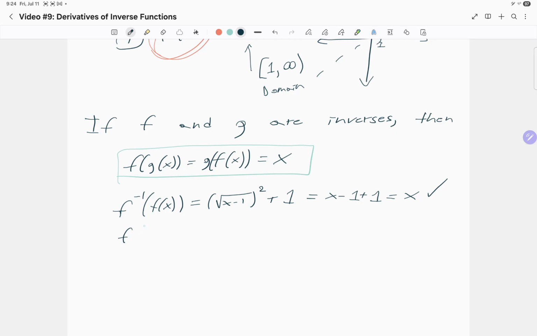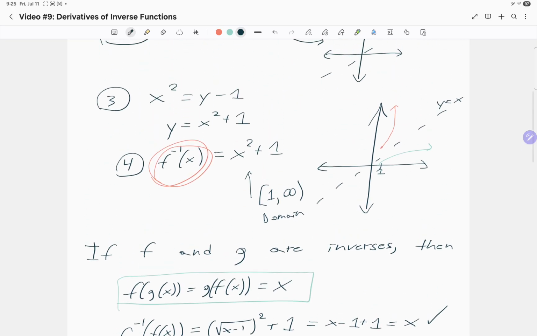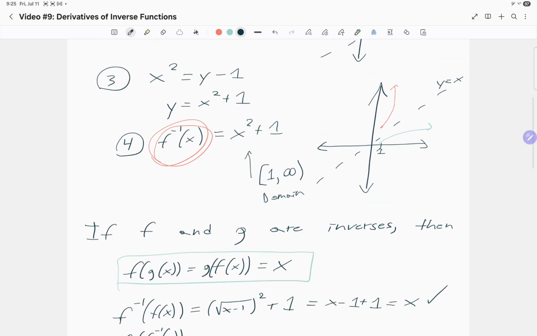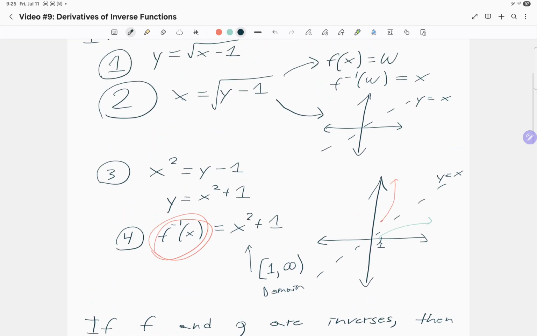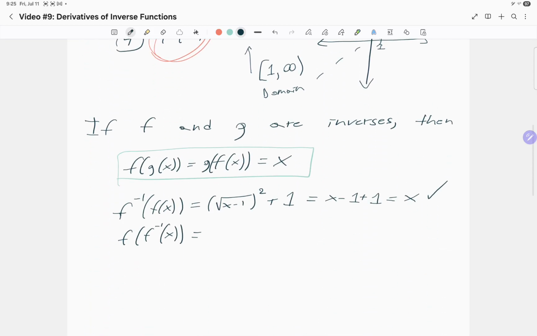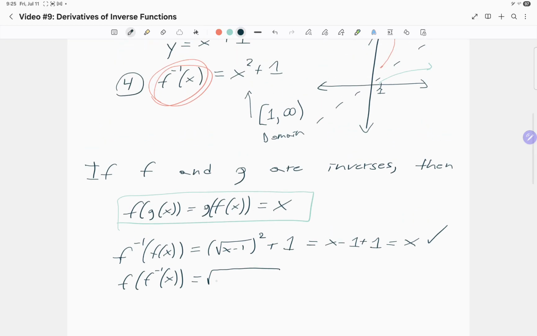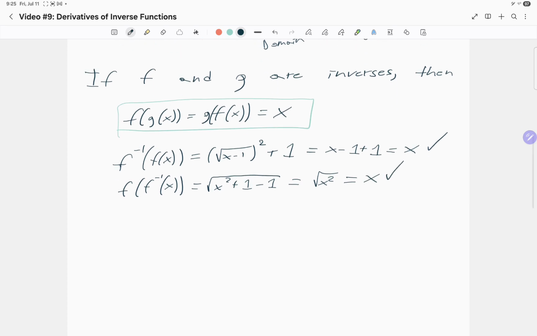This also works conversely if we do f of f inverse of x. So what was our original function? It's going to be radical x squared plus 1 minus 1. So radical x squared equals x. So it passes the test with that too. Because it passes both tests, we know that these functions are inverses of one another.